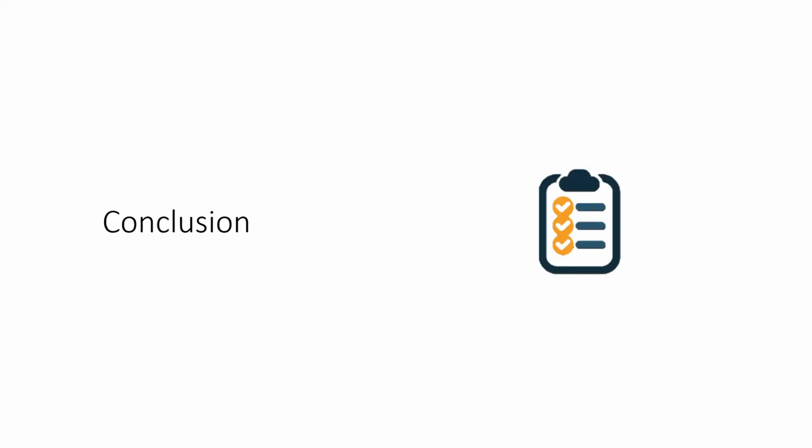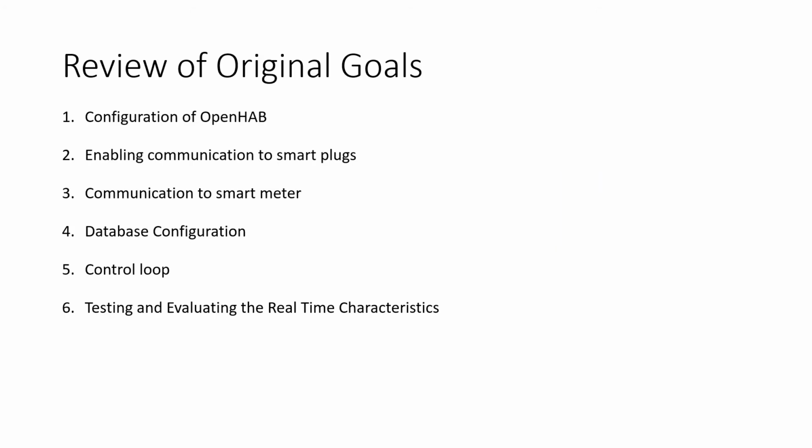This section summarizes the conclusions of the project. The original goals of the project are shown. OpenHAB was successfully configured on the Raspberry Pi. Communication to the smart plugs was achieved through Z-Wave. Modbus TCP/IP was successfully used in enabling communication to the smart meters. Communication to the database and logging of meter values to the database was achieved. A control loop was created which successfully controlled the smart plugs based on meter readings.